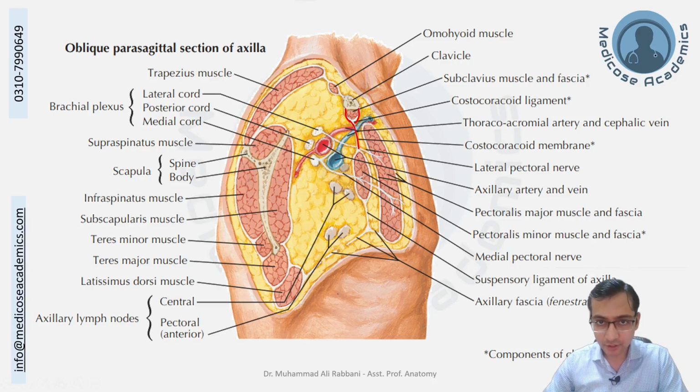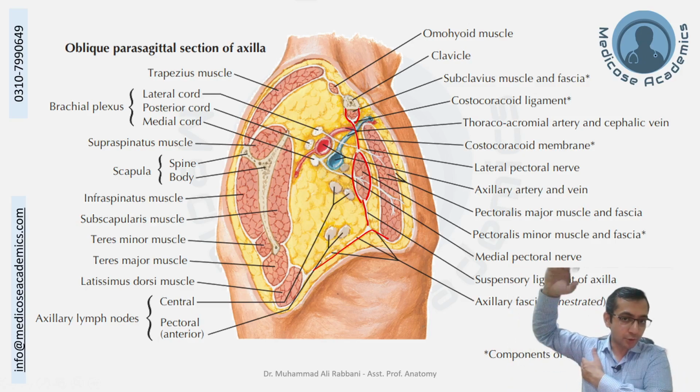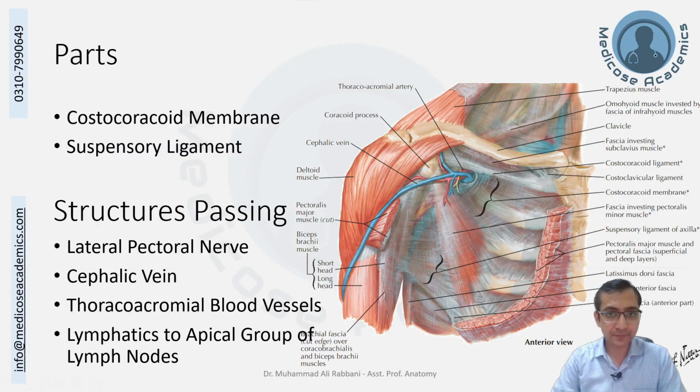Then there is a constant part. Then it splits again to enclose pec minor. Then it goes down, and it is attached here to the fascia of the axillary floor. And that is why when you put your arm in an abducted position, your axilla goes into a concave shape, because this fascia pulls up the fascia of the axilla.